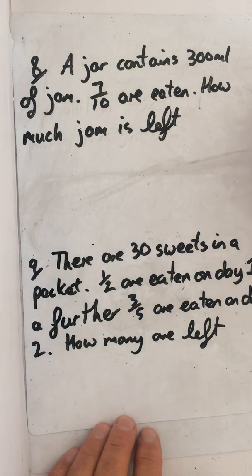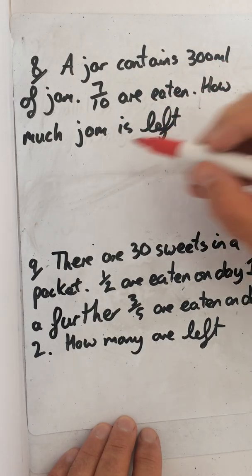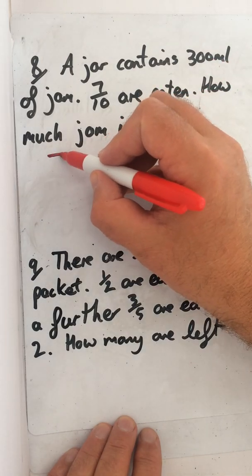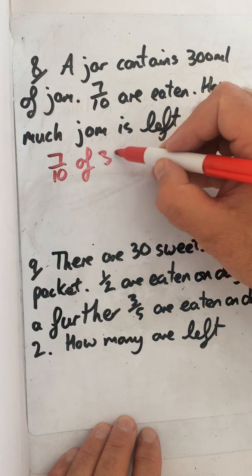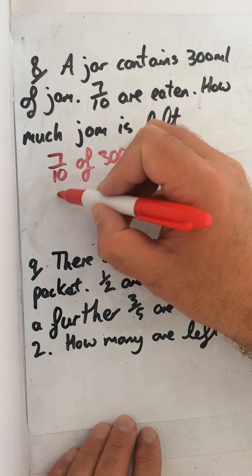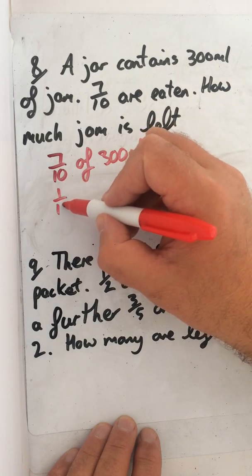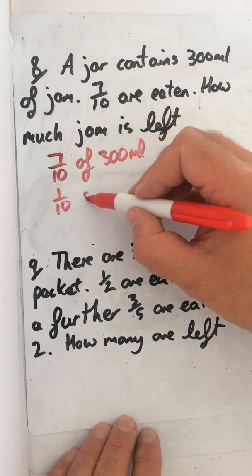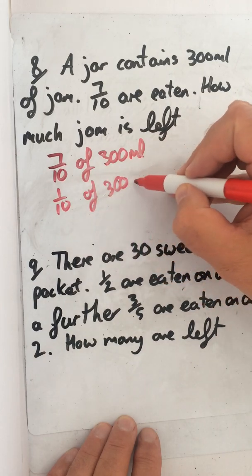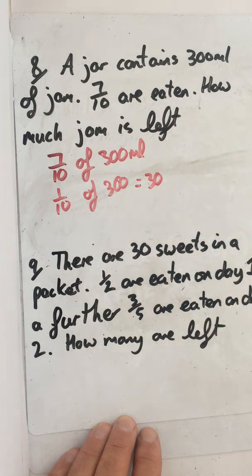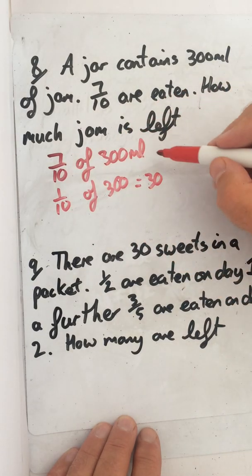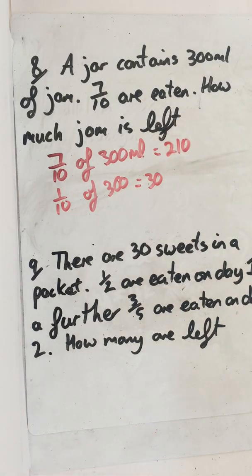Right, let's have a little look. A jam jar contains 300 millilitres of jam. 7/8 are eaten. How much jam is left? So 7/8 of 300 millilitres. So first of all, I'm going to find 1/10 of 300. How many tens are in 300? 30. 30 times 7, 7, 14, 21. That would be 210. So you have to be a bit careful with your calculations here.